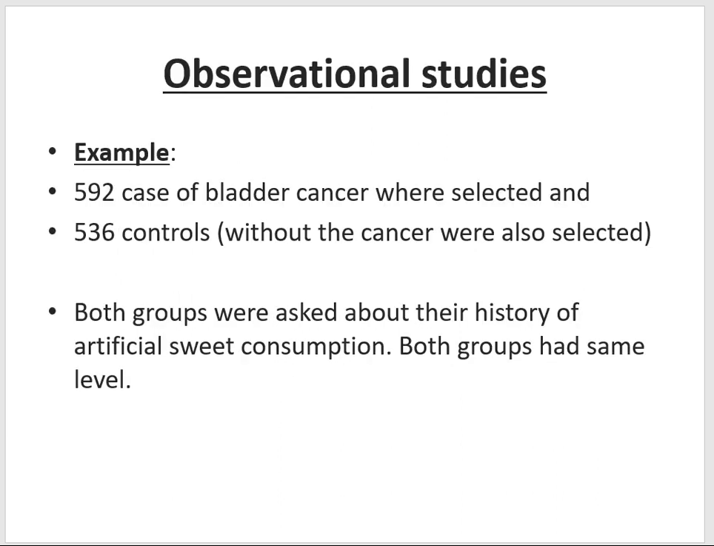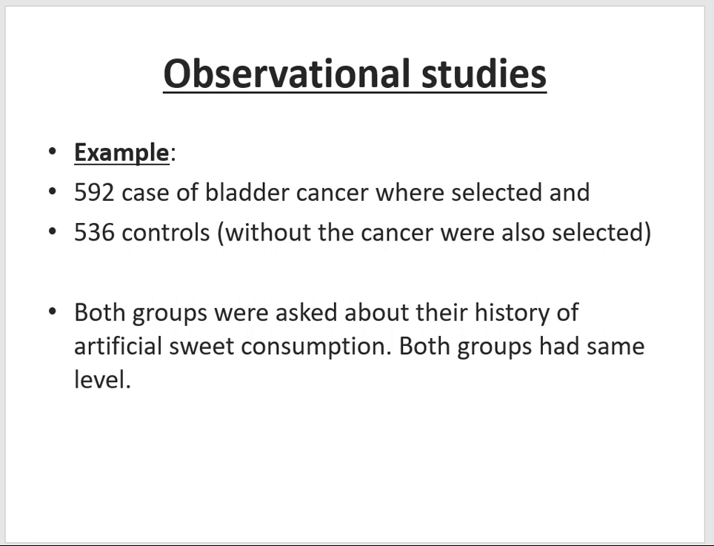Some examples of observational studies. This is an example where 592 patients of bladder cancer were selected, and they were compared with 536 people that do not have the cancer. So if you think about it, the process of selecting these people into the study is based on whether or not they had bladder cancer. So whether or not they had the outcome. So obviously this is a case control design.